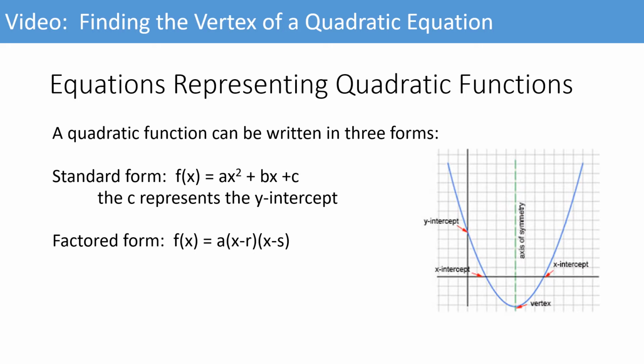The factored form is equal to a times (x minus r) times (x minus s), where r and s give you the x-intercepts, the points where the graph crosses the x-axis. You could also call them the roots or the zeros.